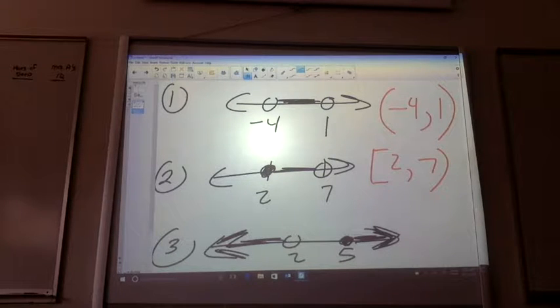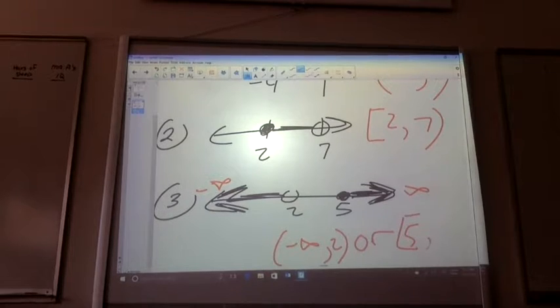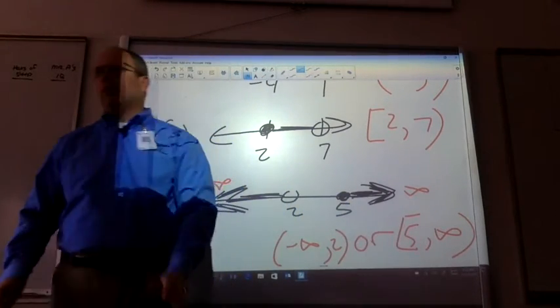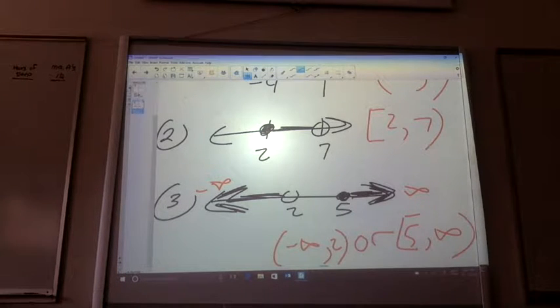Problem number 3, though, is an or problem. So one thing that we need to have as part of the or problems is the word or. This is coming from -infinity, going to infinity. So I'm going from -infinity to 2, or square bracket going from 5 to infinity. And that's how you have to do that. What I'm looking for on this problem is that you have these two set up, and that you have the word or in there. Is that all right so far? Pretty simple, straightforward. Good?